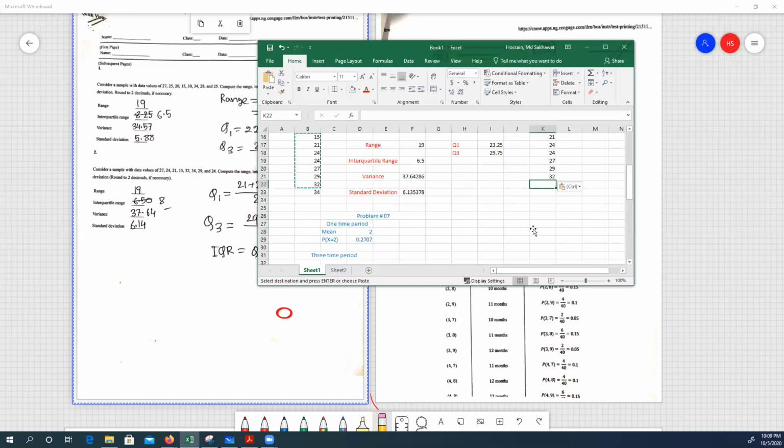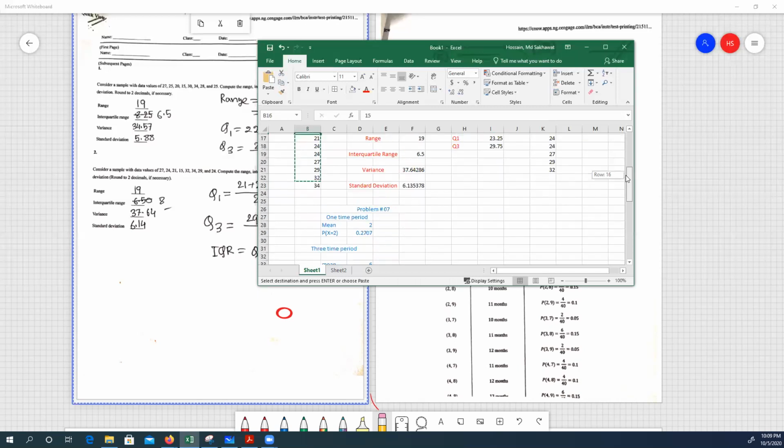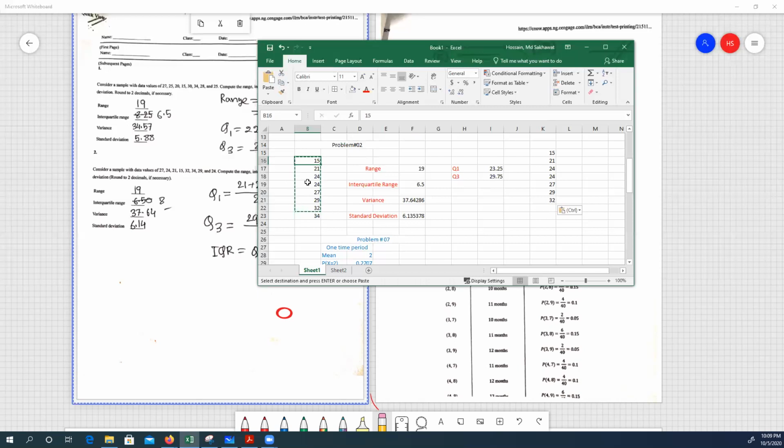So the median will be the average of these 2 numbers, that means the average of 24 and 27. But we have to find the quartile. So how can we find the quartile? The first quartile means, since the middle value is in between 24 and 27, above the middle value we have 4 numbers, and below the middle value we have another 4 numbers.